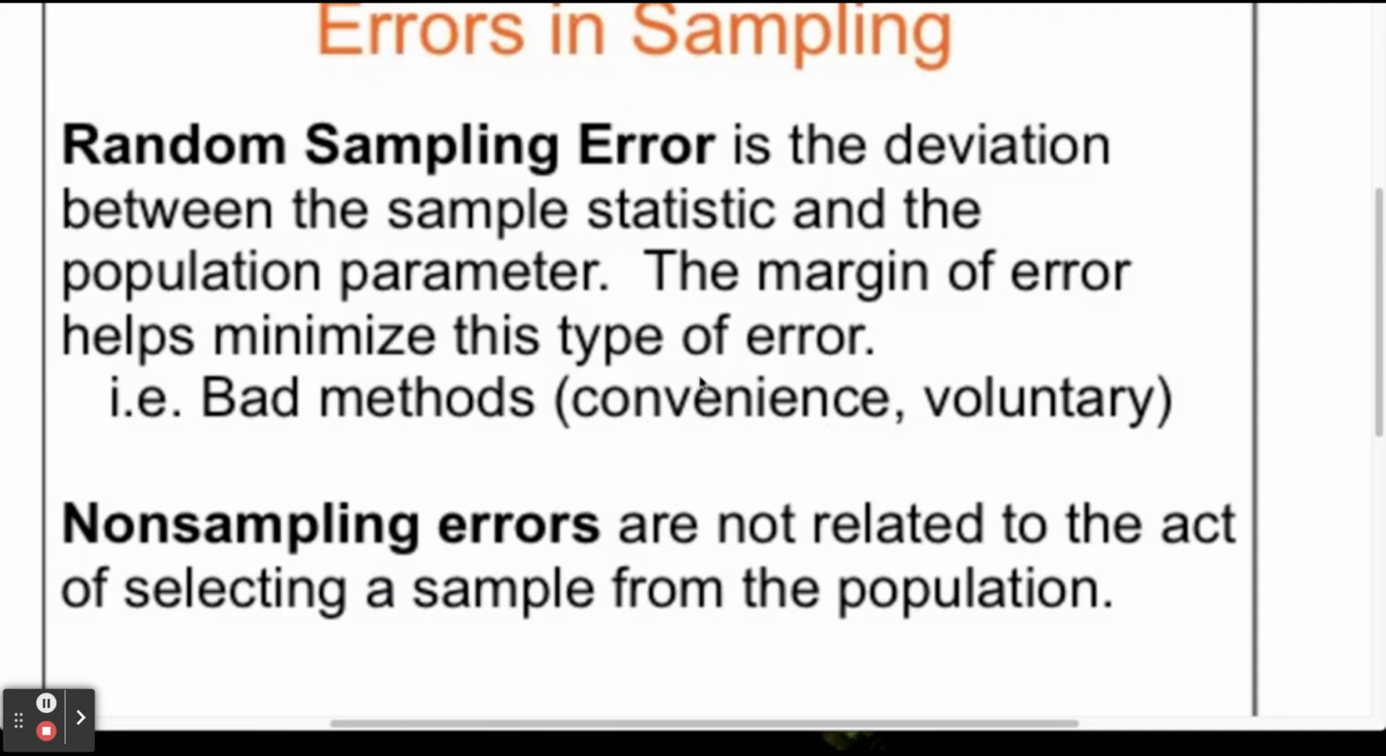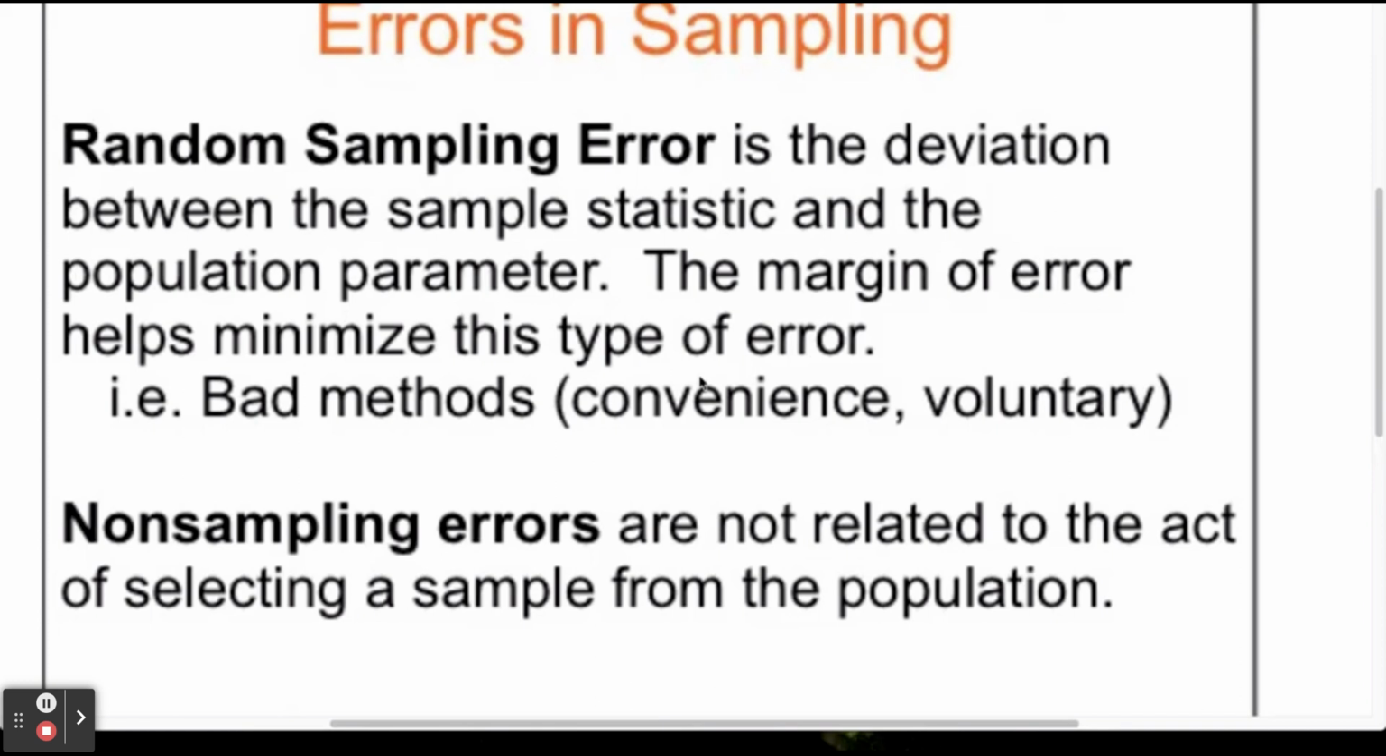So not necessarily bias, but just errors, things happen. We all make mistakes. So just types of errors like that. One type of error that we've already talked about a little bit is a random sampling error. A random sampling error is the deviation between the sample statistic and the population parameter. The margin of error helps minimize this type of error.